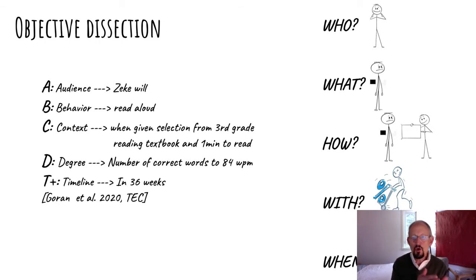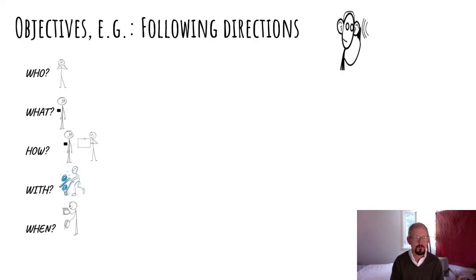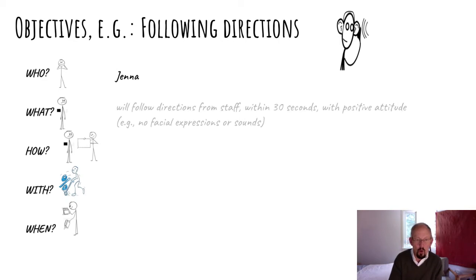So who did it? What did they do? How do they do it? With what kind of accuracy or competency? And by when? Okay, let me flesh that out for you with some examples. So let's look at an objective which is about following directions. So who, right? Jenna's the student, okay? What are they going to do?